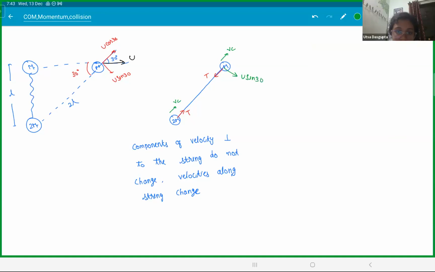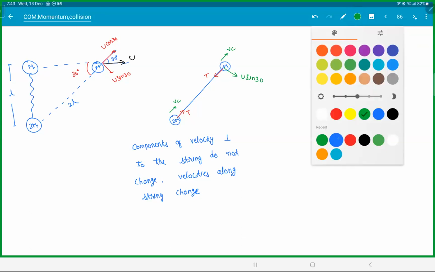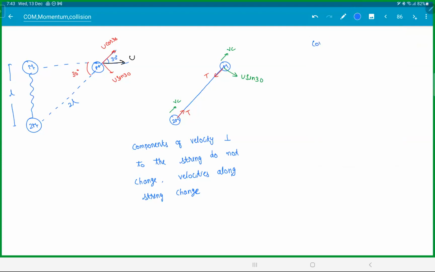Yes, sir. So the velocity along the string is the same. Then you're done. Conserve momentum along the string. That would be m into u cos 30 equal to 3m vc. So vc is equal to u cos 30 by 3. There, that's your velocity, u by 2 root 3. So that means the m will have a velocity vc along the string and u sin 30, whereas 2m will have a velocity vc along the string.